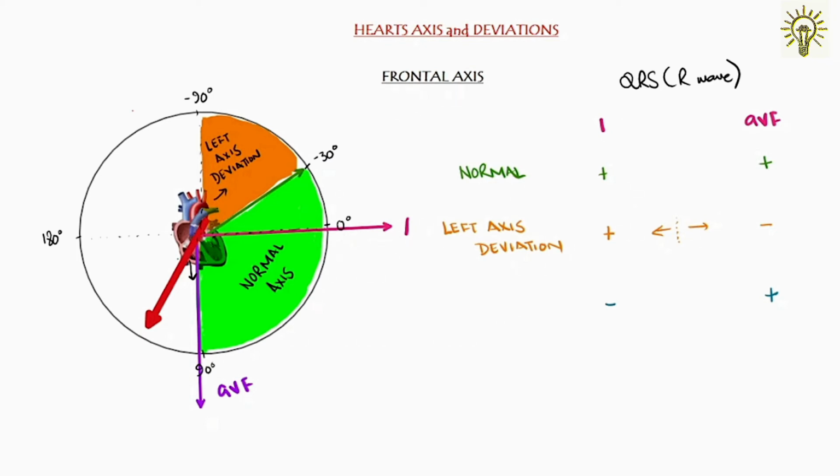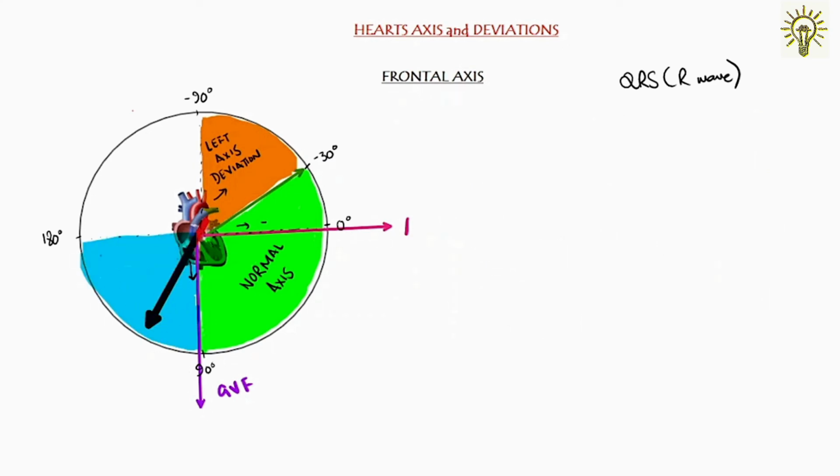The depolarization wave would still be in range of AVF, generating a positive deflection, but markedly away from and opposing the left-sided leads, thus a negative deflection in lead 1, highlighting right axis deviation in blue between +90 degrees and +180 degrees.